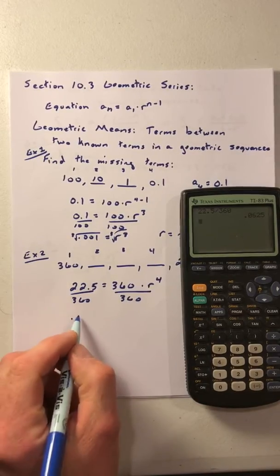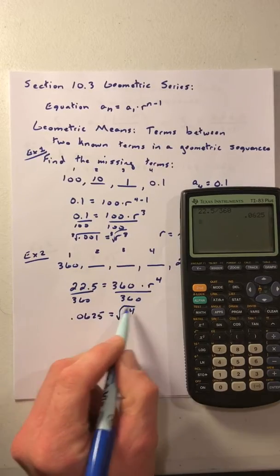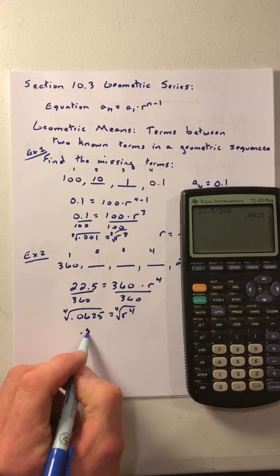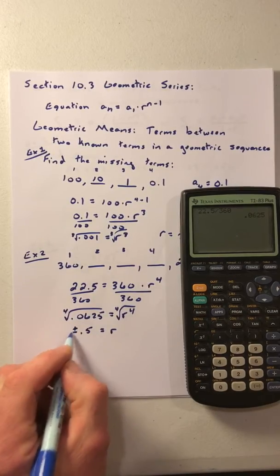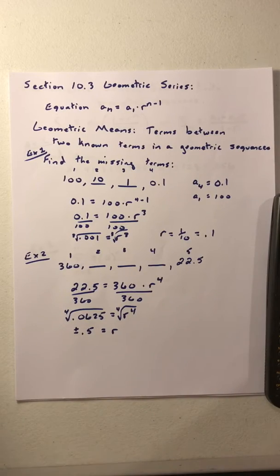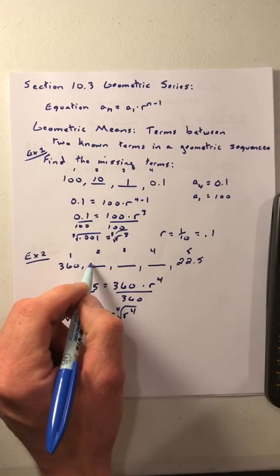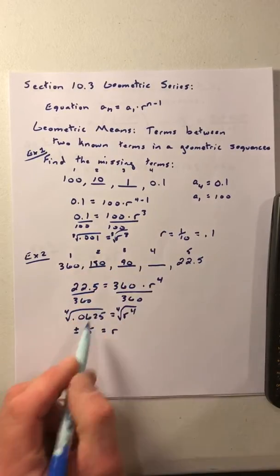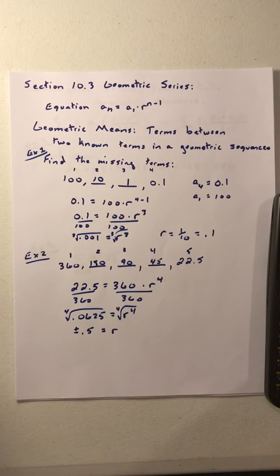gives us 0.0625, and that equals r to the fourth. I'm going to take the fourth root of that, and we're going to end up with 0.5 equals r. I can also have the plus or negative of that value. So which one is it, or will both work? Well, if I multiply 360 by 1/2, that would give us 180. 180 times 1/2 gives us 90. 90 times 1/2 is 45, and 45 times 1/2 is 22.5.